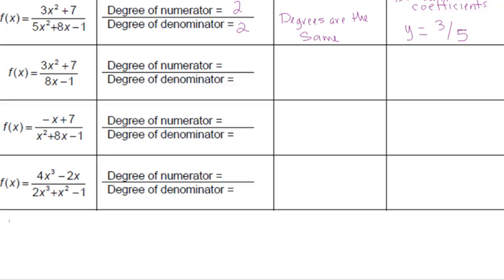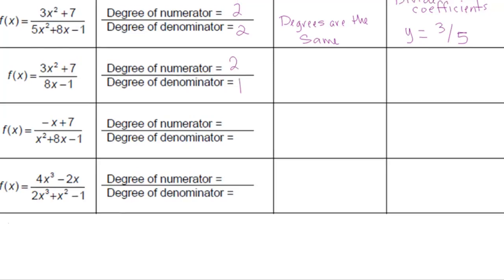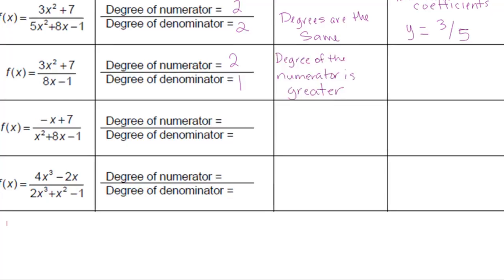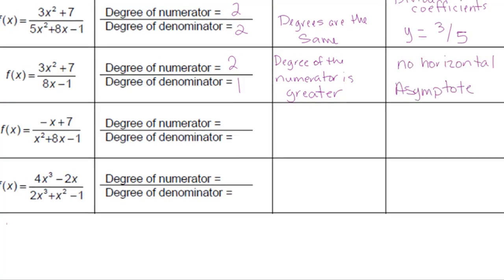The next one, 3x squared plus 7 divided by 8x minus 1. Degree in the numerator is 2. The degree in the denominator is 1. As we compare, we see that the top is greater. So the degree in the numerator is greater. The rule to this was that it would mean it would have no horizontal asymptote.